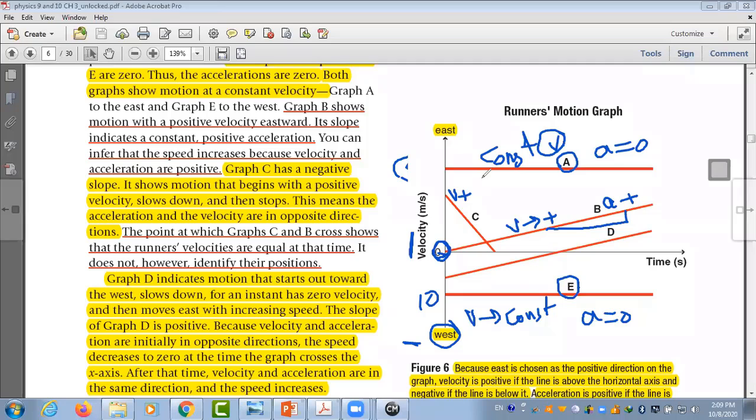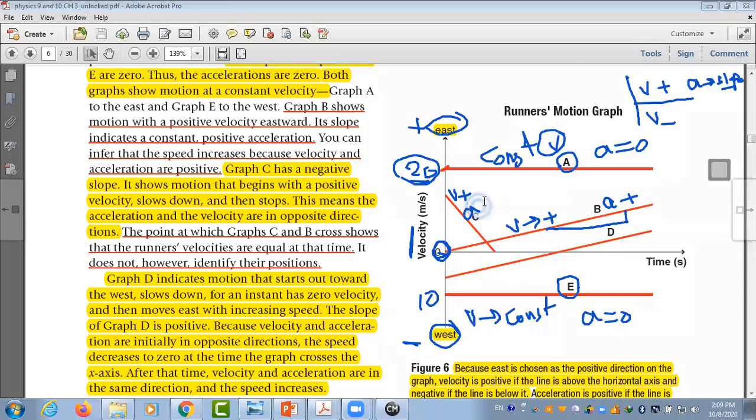Okay? So Shabab, how can we know that velocity is positive or negative? We have a line. Above the line, velocity is positive. Below the line, velocity is negative. But what about acceleration? You have to look at the slope. So here, will the slope be positive or negative?